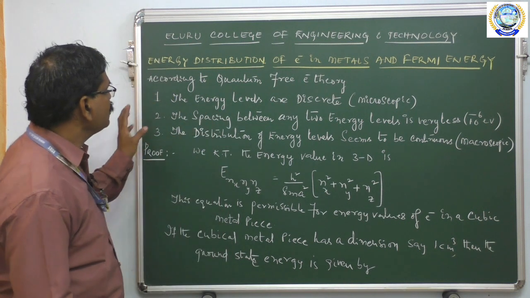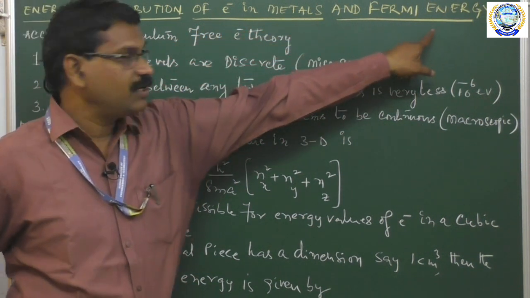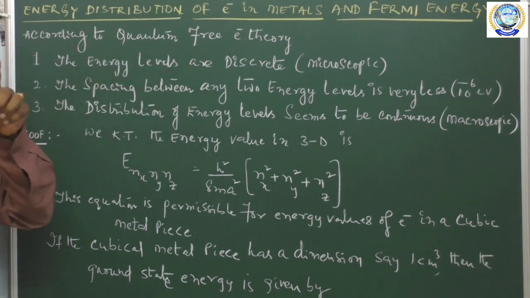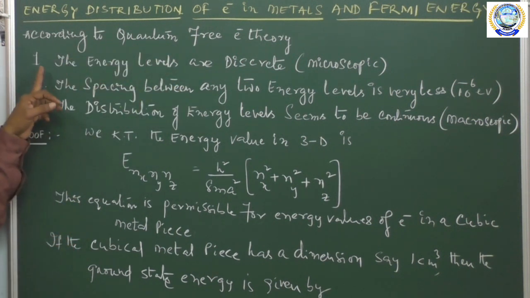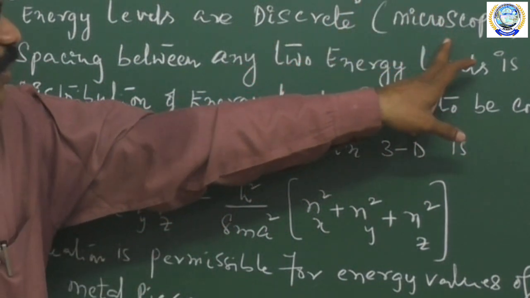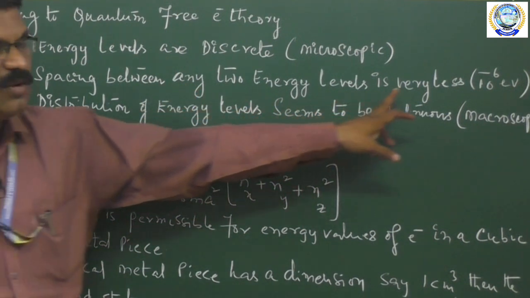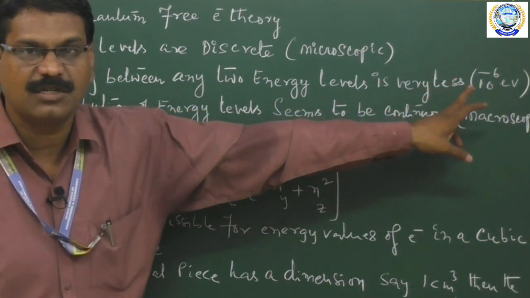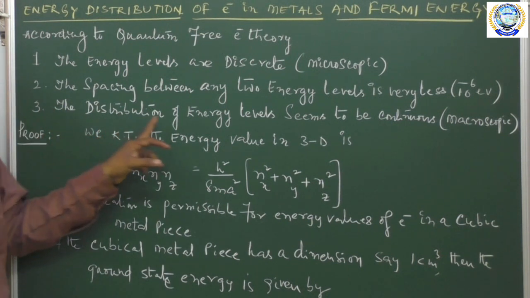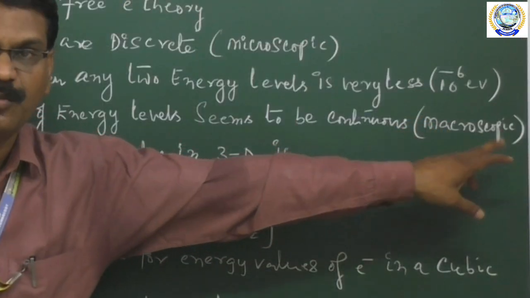If you look at this topic, which is called energy distribution of electrons in metals and Fermi energy, according to quantum free electron theory, there are three most important things we should know. First, the energy levels are discrete. This is a microscopic property. The second is that the spacing between any two energy levels is very much less, around 10 power minus 6 electron volts. And the third property is that the distribution of energy levels seems to be continuous. This is considered a macroscopic property.